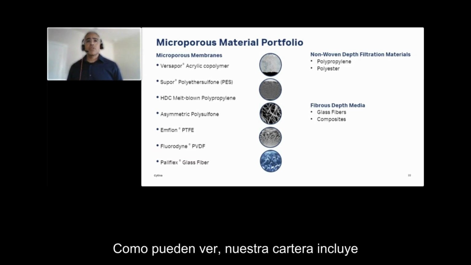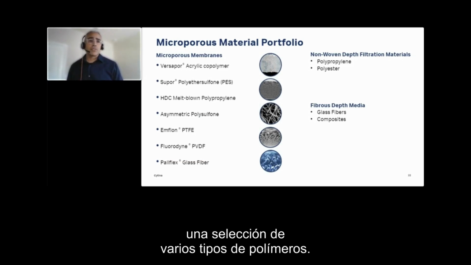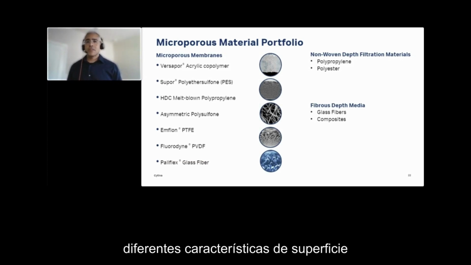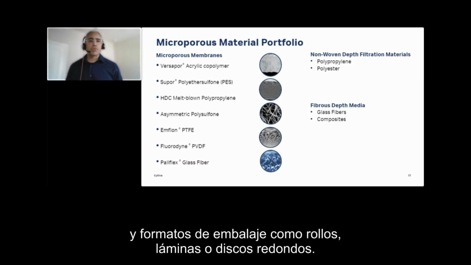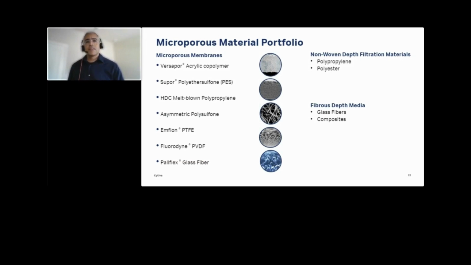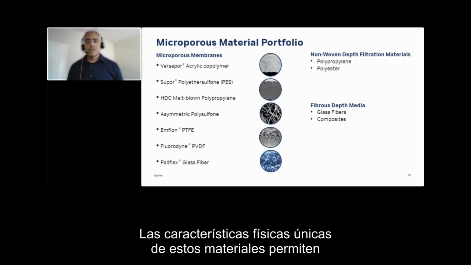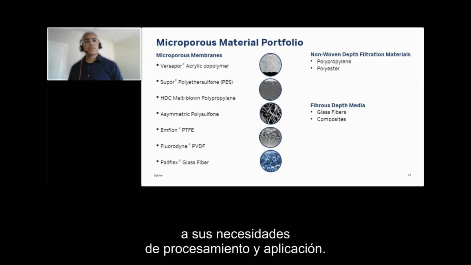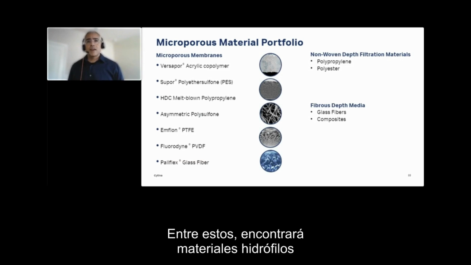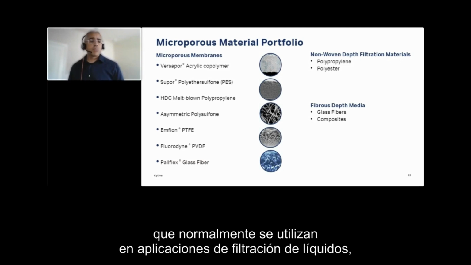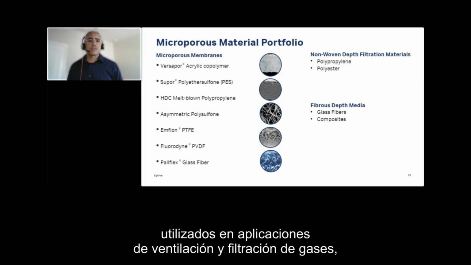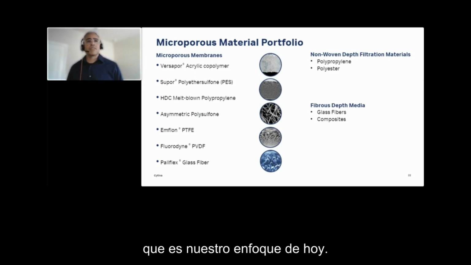As you can see, our portfolio includes a selection made from various polymer types. So these are available in different pore sizes, different surface characteristics, and packaging formats such as rolls, sheets, or round discs. The unique physical characteristics of these materials allow our customers to choose the product that best suits their processing and application needs. Among these, you will find hydrophilic materials, which are typically used in liquid filtration applications, as well as hydrophobic filter media used in venting and gas filtration applications, which is our focus today.